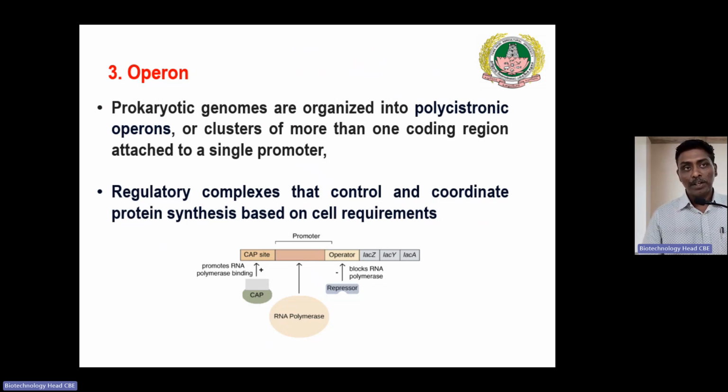The picture below shows how the CAP site promotes the RNA polymerase to bind on a promoter region, and then how the operator enhances or blocks the RNA polymerase for synthesis of the lac operon. It contains three genes, called lacZ, lacY, lacA. These three genes are called structural genes.